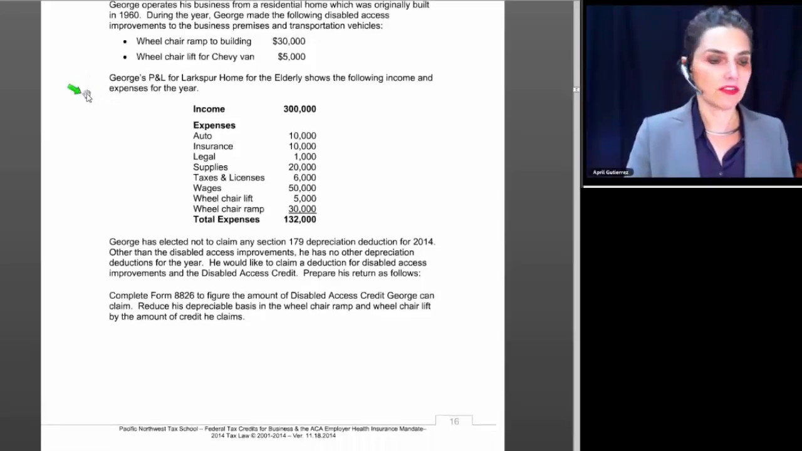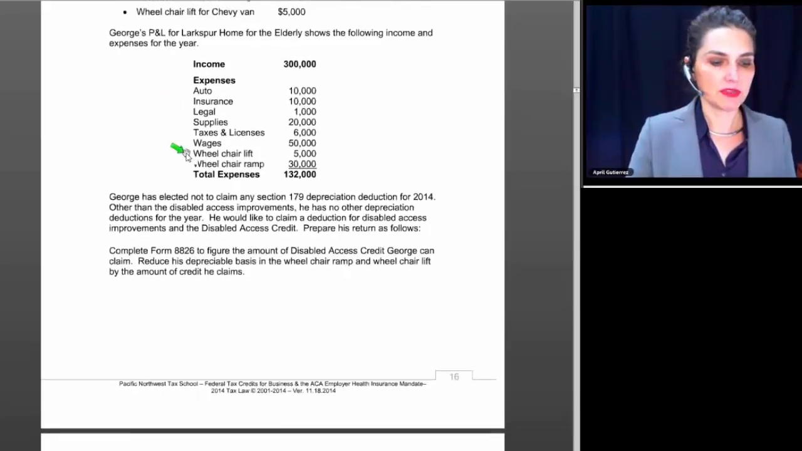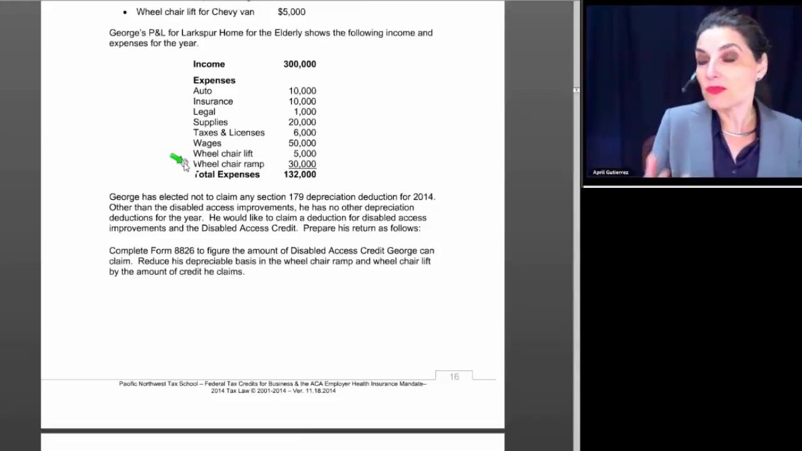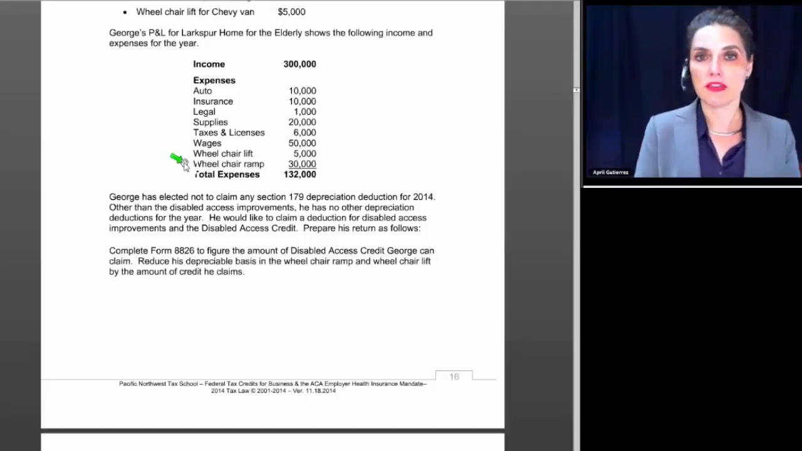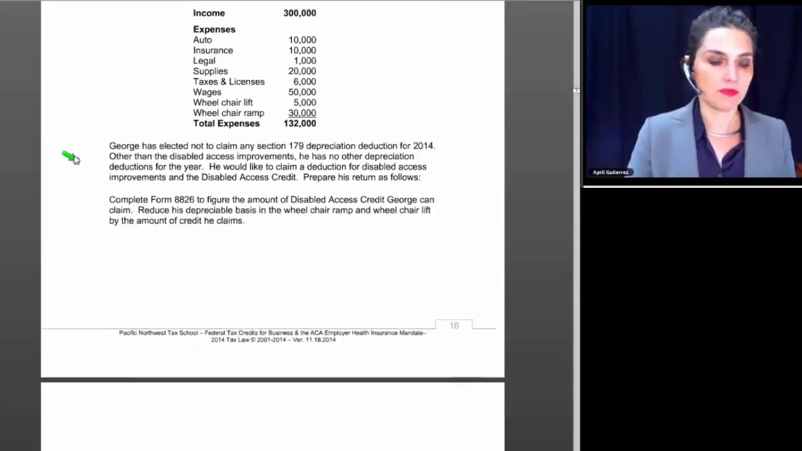George's P&L for Larkspur Home for the Elderly shows the following income and expenses for the year. His income is $300,000, and he had all of the following expenses. You can see that among these expenses, he's got the wheelchair lift and the wheelchair ramp. Well, we know he cannot deduct those items outright. They're going to be considered capitalized expenses, so they need to be placed on his depreciation schedule. But he is eligible to claim a disabled access deduction of up to $15,000, and he's also eligible to claim a credit for disabled access improvements. So let's work through and see how we do this for him.